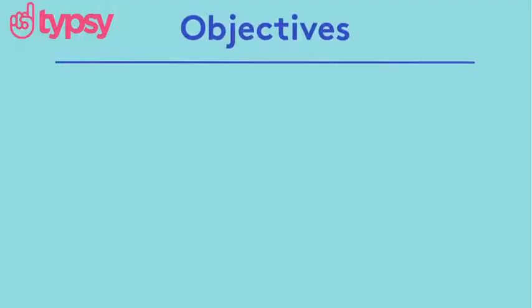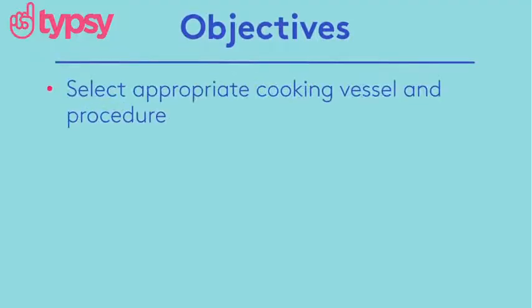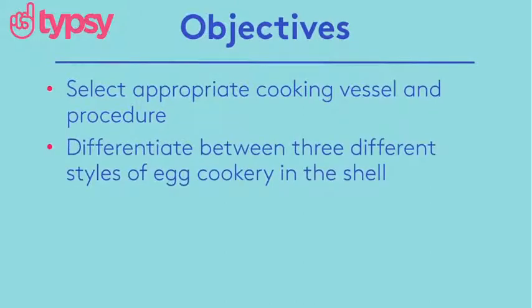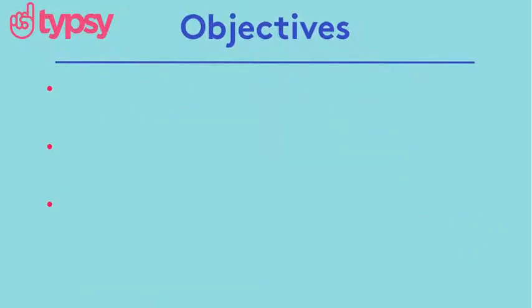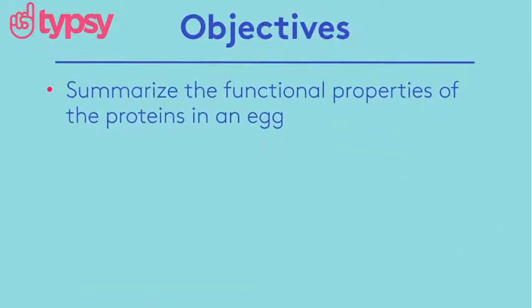By the end of this lesson, the learner will be able to select the appropriate cooking vessel and procedure, differentiate between the 3 different styles of egg cookery in the shell, give examples of factors that can determine the effectiveness and reduce risk of carryover cooking, and summarize the functional properties of the proteins of an egg.